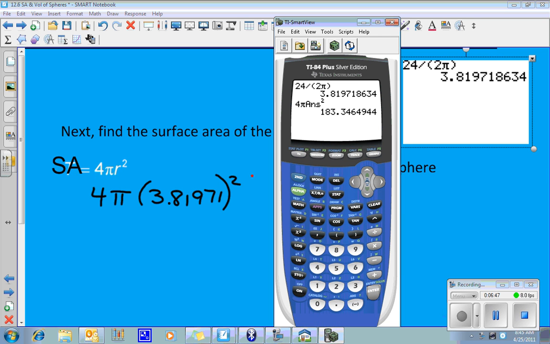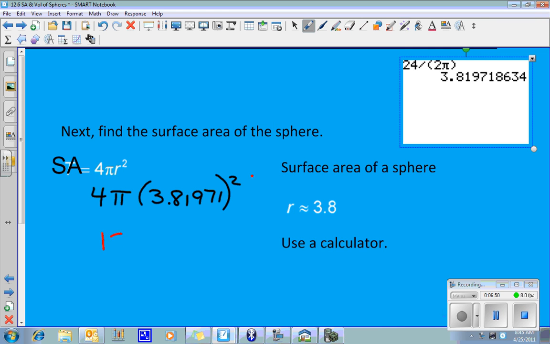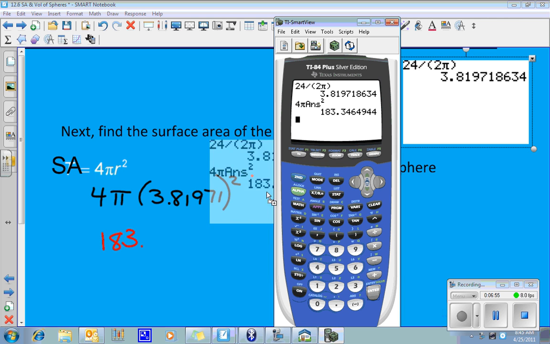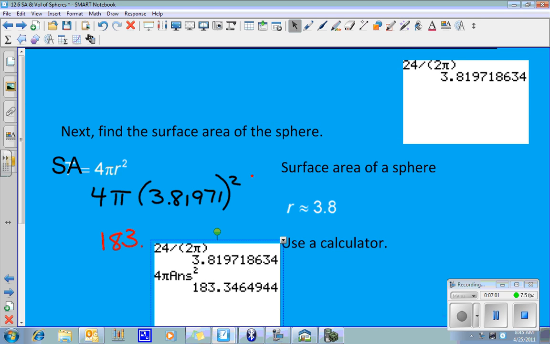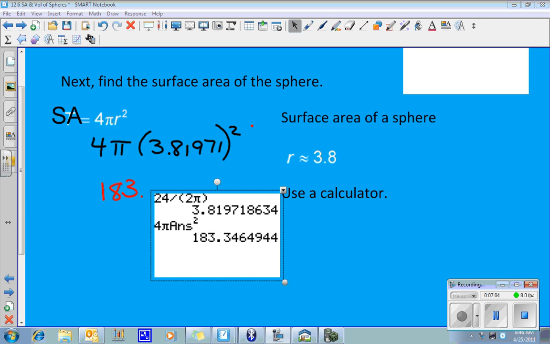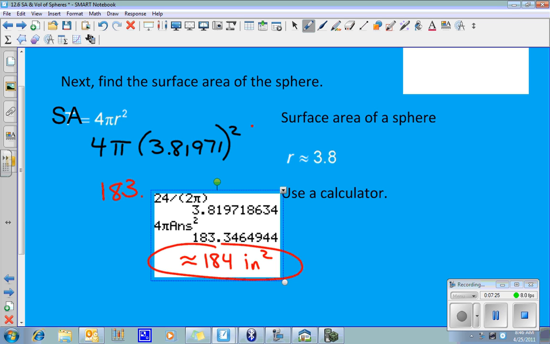So I get about 183.343464. Okay, and then we want to round it. So let's go back and look at how much we want to round it by. Since we're looking to see how much material to use, you always want to round it up. So instead of 183.3, even though it's not 5 or greater, it's material that we need. So approximately 184 inches squared that you need for the material for the covering of the ball.